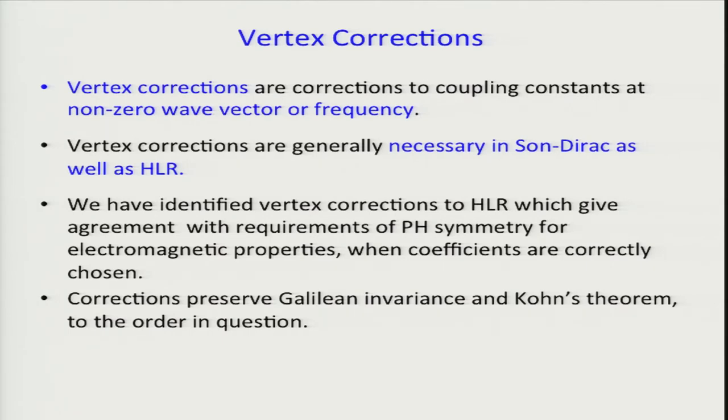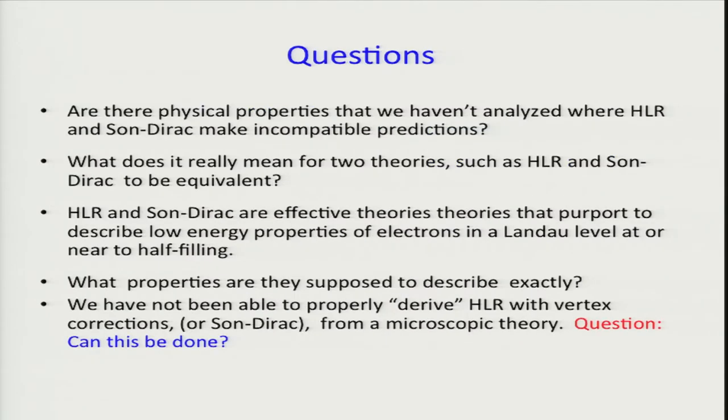You don't need it for particle-hole symmetry because that's built in. But if you want to get numerically correct answers, you still need it. And we've identified the corrections that you need in order to get agreement when you choose the coefficients correctly. There are always coefficients that you can choose that go with these corrections, and they seem to preserve properties like Galilean invariance and Kohn's theorem and so forth. So this seems all right, but of course there are still open questions of whether there are physical properties that we haven't analyzed where HLR and Son Dirac would make incompatible predictions.